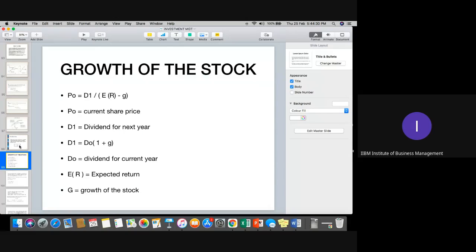Here, D0 is the current year dividend. D1 is the next year dividend. P0 is the price of the share. ER is the expected return. G is the growth rate of the stock. Clear? Please note down this formula, and then we'll start the first numerical when the growth of the stock is also given in the question. Clear?